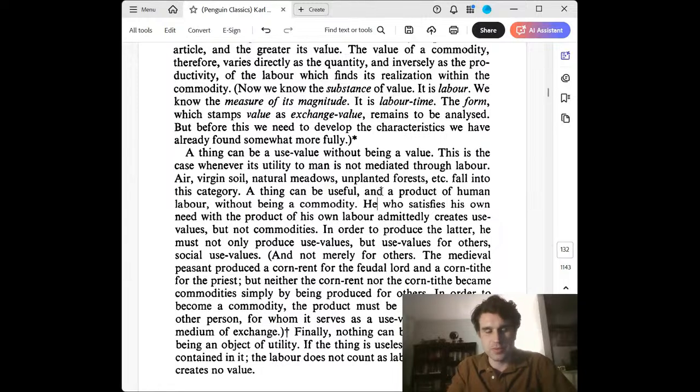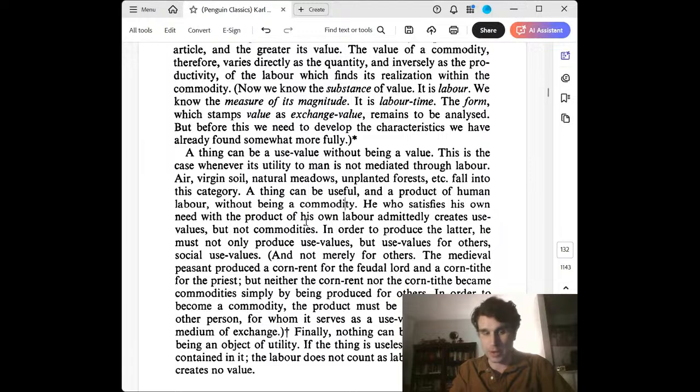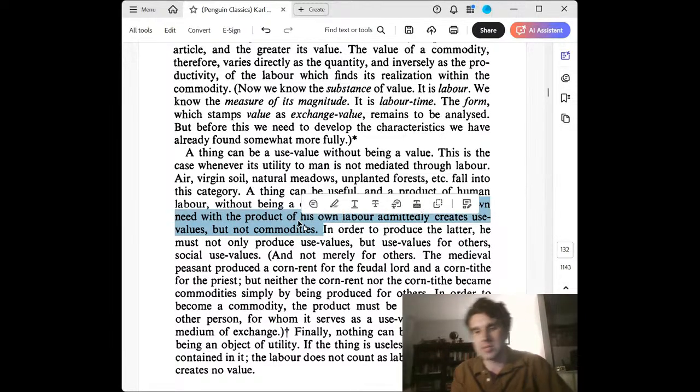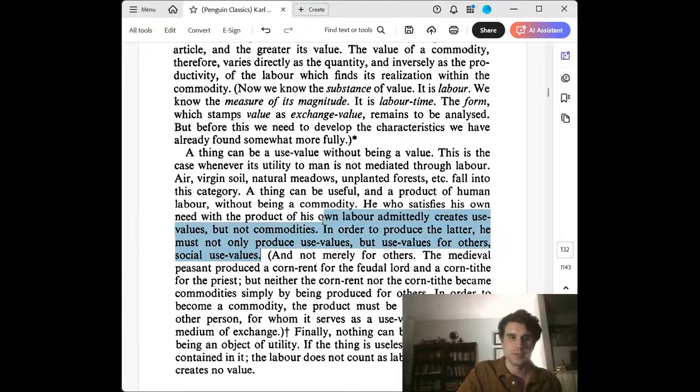A thing can be useful and a product of human labor without being a commodity. He who satisfies his own need with the product of his own labor admittedly creates use values, but not commodities, right? If I go make myself a sandwich in the kitchen, I've made a use value, but I haven't made a commodity because I'm not selling the sandwich. I'm not trading the sandwich. In order to produce the latter, he must not only produce use values, but use values for others, social use values. All right, so I have to make a use value, and it has to be traded or exchanged somehow with someone else.